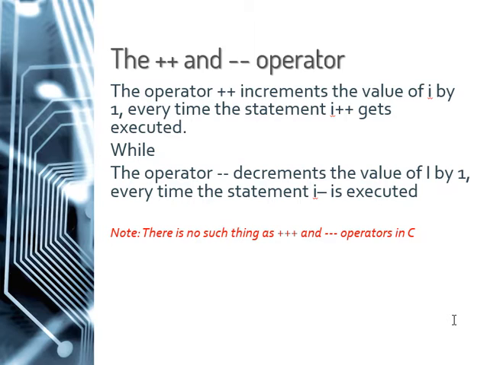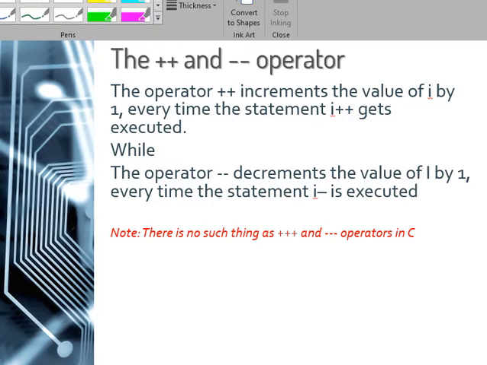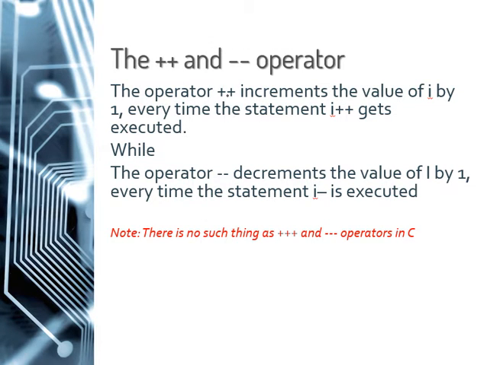Okay, so the plus plus increments the value of I by 1 every time the statement I plus plus gets executed, while the operator minus minus decrements the value of I by 1 every time the statement I minus minus is executed. As indicated, when you see I plus plus, this is just a variable name, it doesn't have to be I. Once you see that line, any variable name with plus plus, what will happen is your variable will be added with the value 1.